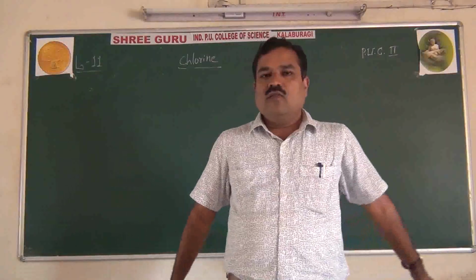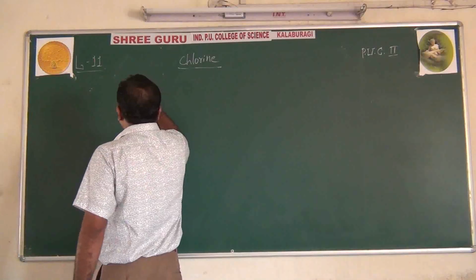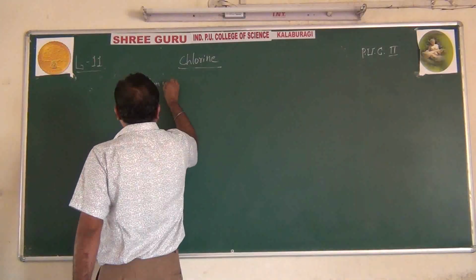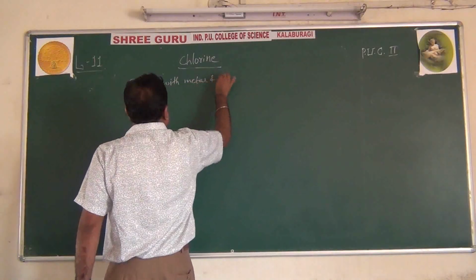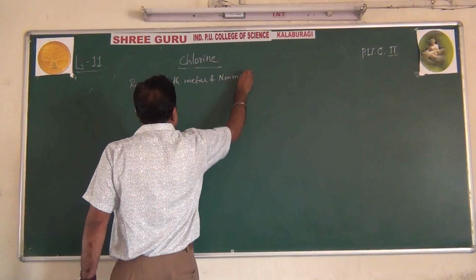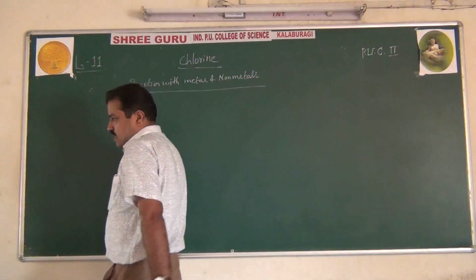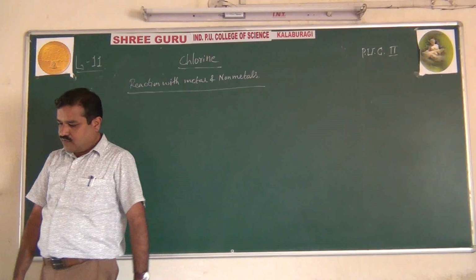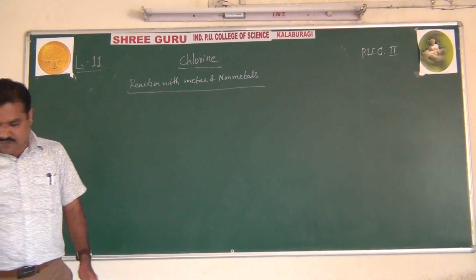Then what are the chemical properties? Reaction with metals and non-metals. How does it react with metals and non-metals? Simple. It reacts with metals and non-metals and generally forms their respective chlorides. For example, aluminium.